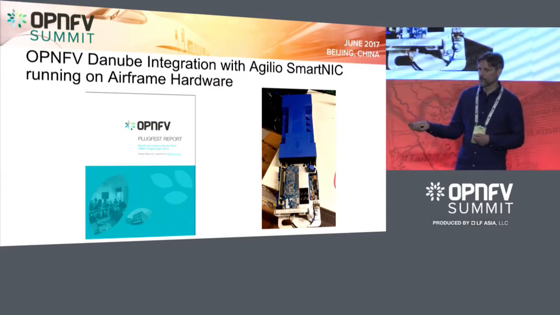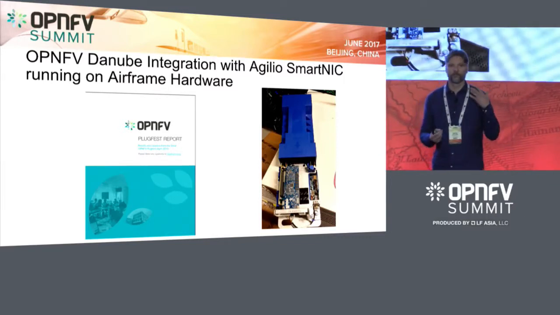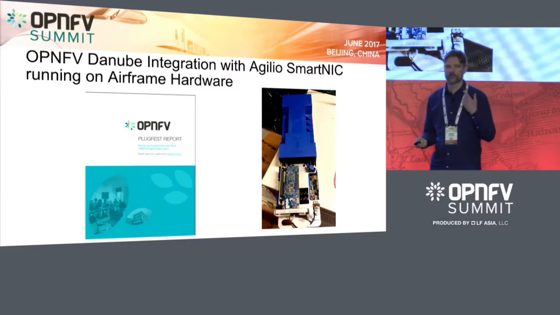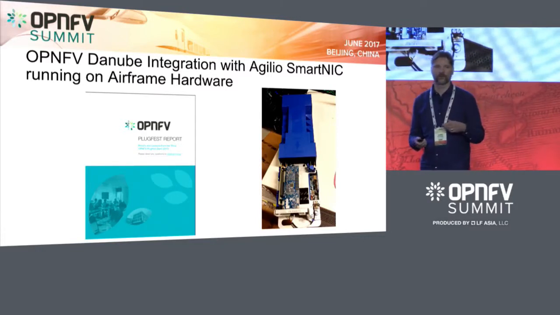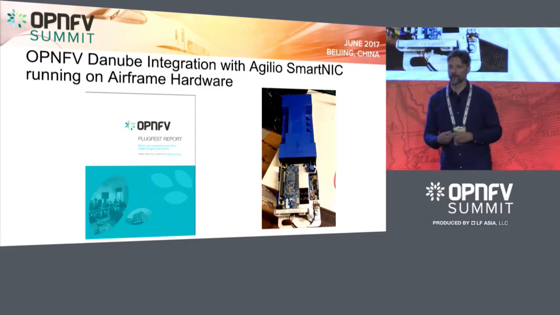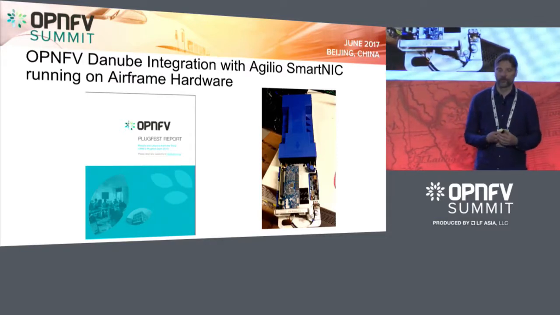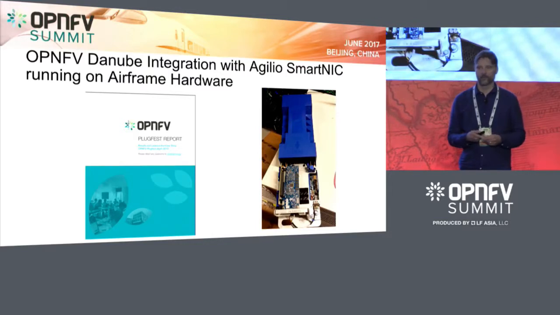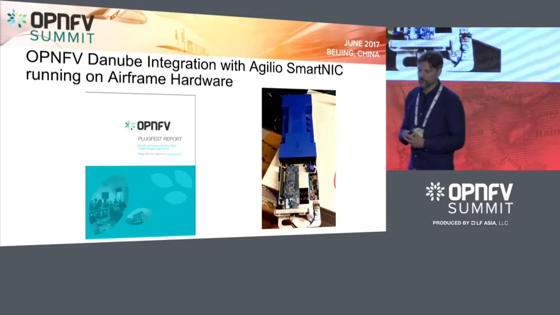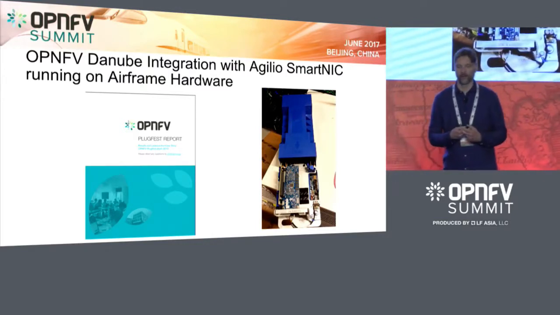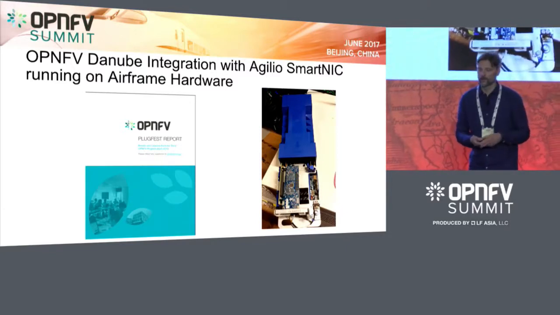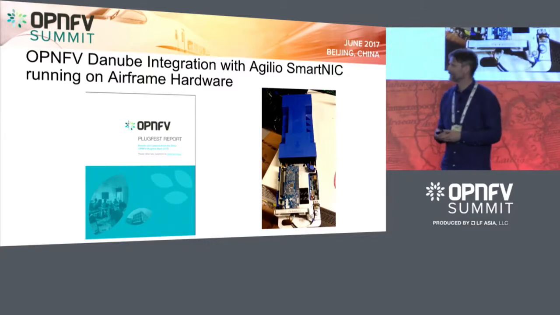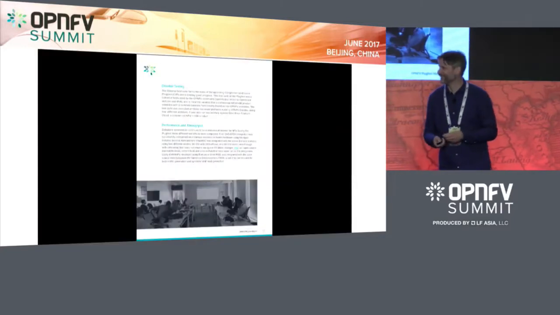And the guys from Netronome, they had the support already built for Danube. So we were trying the Netronome SmartNIC with the Danube software stack. And this Plugfest report came out this morning. You can take a look at what happened in that. And here's a picture of our Airframe hardware, and I think that's called the SmartNIC, right? That is the SmartNIC, yeah.